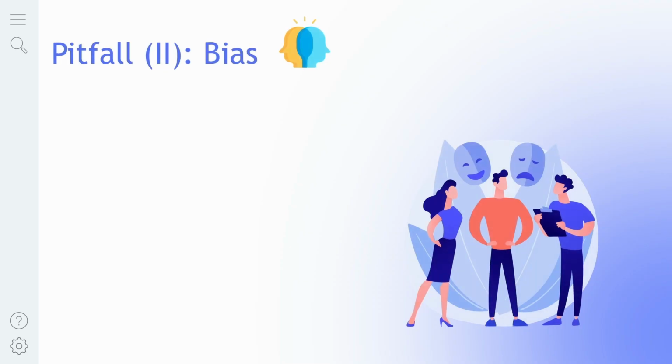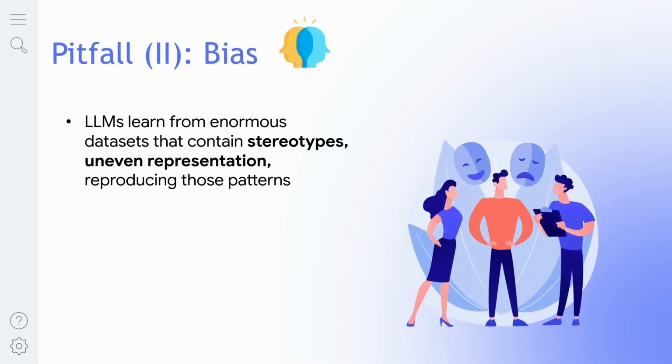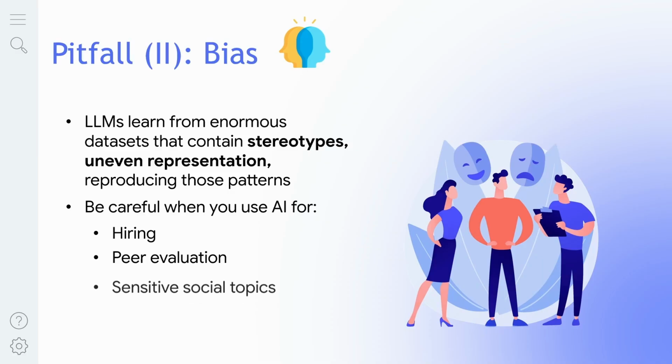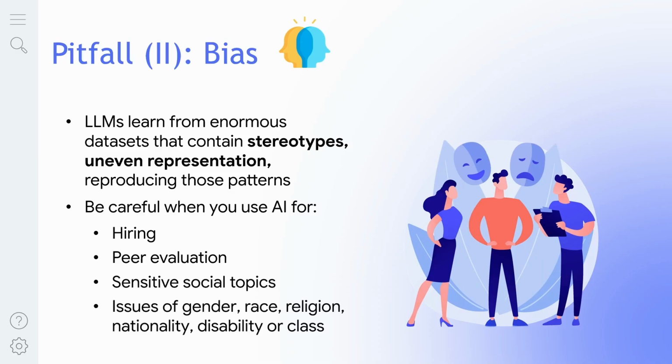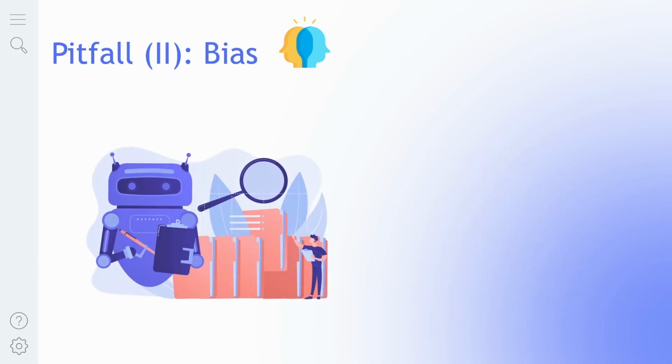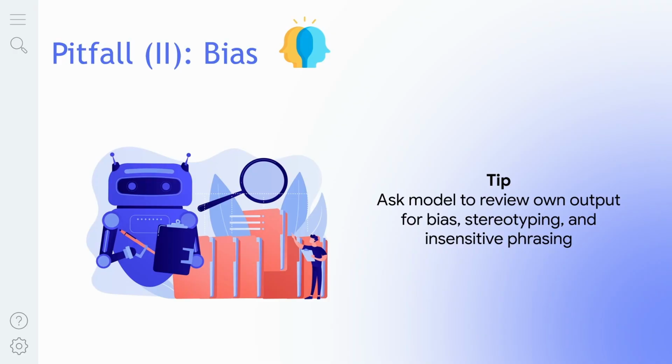Second, bias. LLMs learn from enormous data sets that contain stereotypes and uneven representation, and they can reproduce those patterns. Be especially careful when you use AI for anything touching hiring, peer evaluation, sensitive social topics, or issues of gender, race, religion, nationality, disability, or class. You can even ask the model to review its own output for bias, stereotyping, and culturally insensitive phrasing.